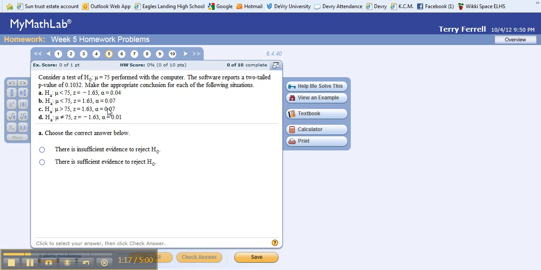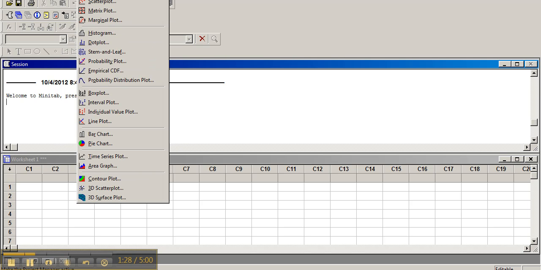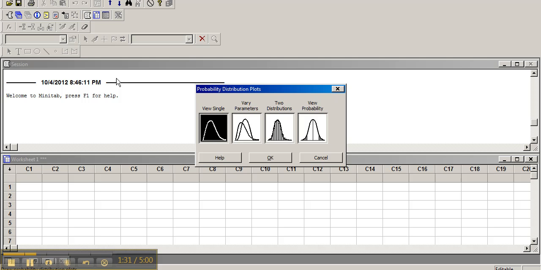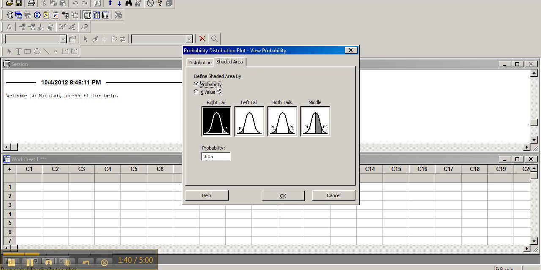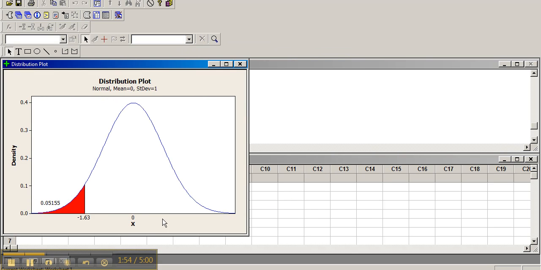So I want to look at negative 1.63 and then find my p-value for this z test statistic. So I go to Minitab. I'm going to go to Graph, Probability Distribution Plot. I'm looking for View Probability. This stays normal. And here I'm looking for an x value, and I'm looking for left tail because it was less than. So I'm going to go negative 1.63. Okay, the area to the left of negative 1.63 is 0.0515.